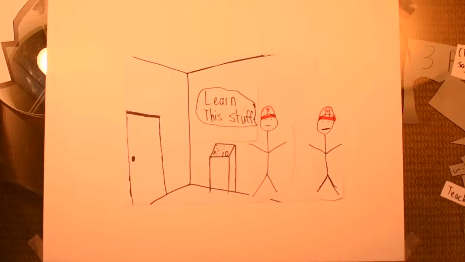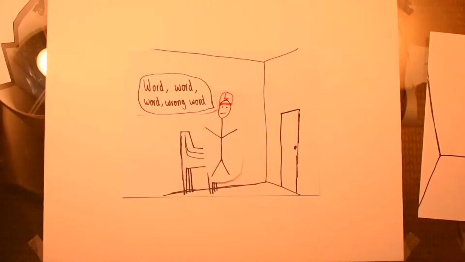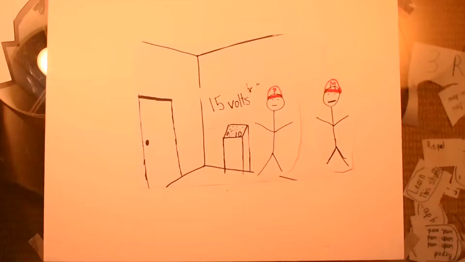The subject will be the teacher and say, "Learn this stuff." And the learner will say, "Okay, repeat these words. Word, word, word, word, word. Word, word, word, wrong word." Milgram says, "Zap him." And the subject will say, "Okay. 15 volts. And then again, repeat these words.